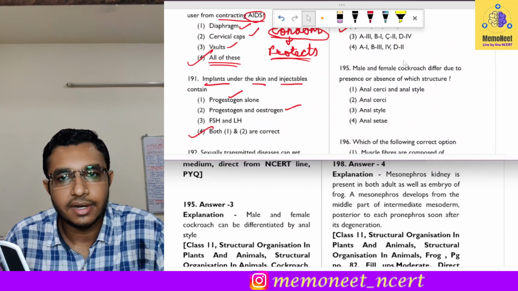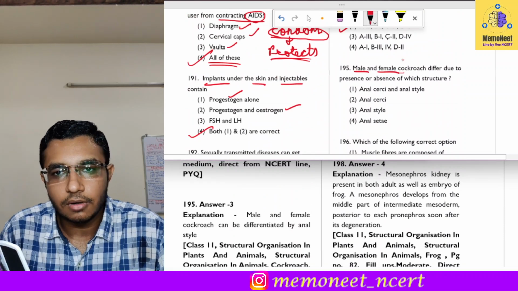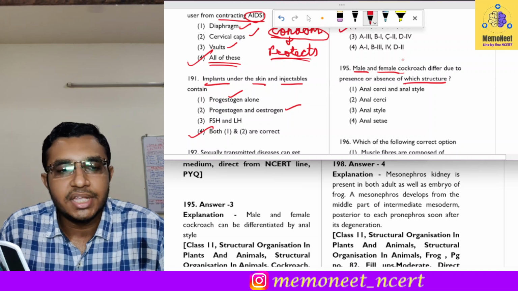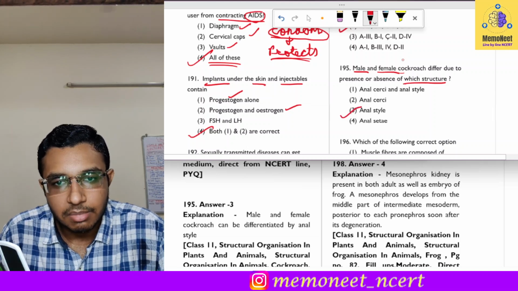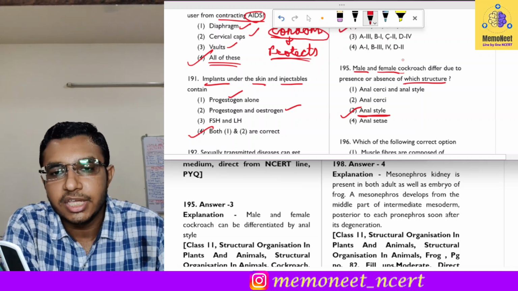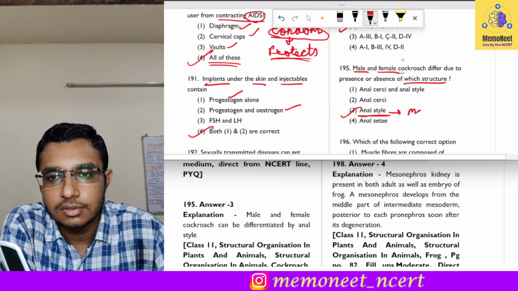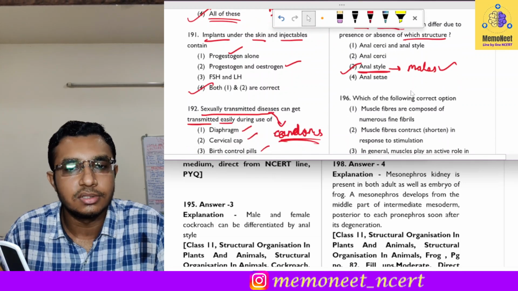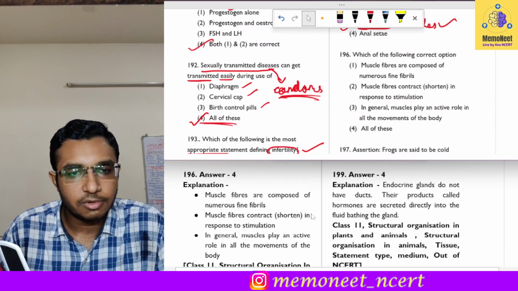It states that the male and the female cockroach differ due to the presence or absence of which structure? So see, the male and female cockroach are differentiated by the presence of anal style. The anal style is present in the males only and absent in females. So the correct answer of this question is option 3. Next question is question number 196.